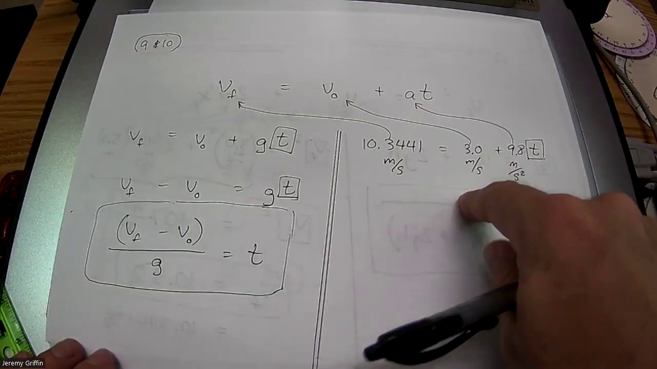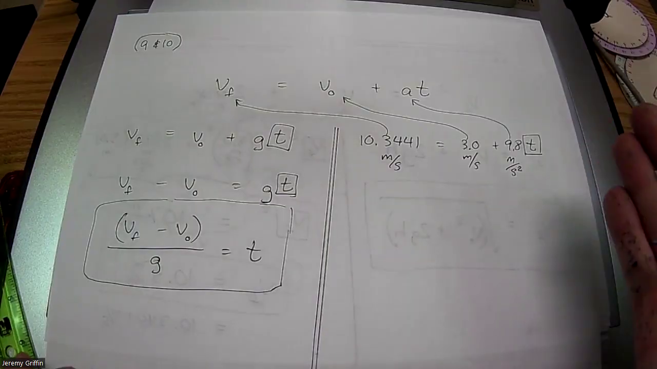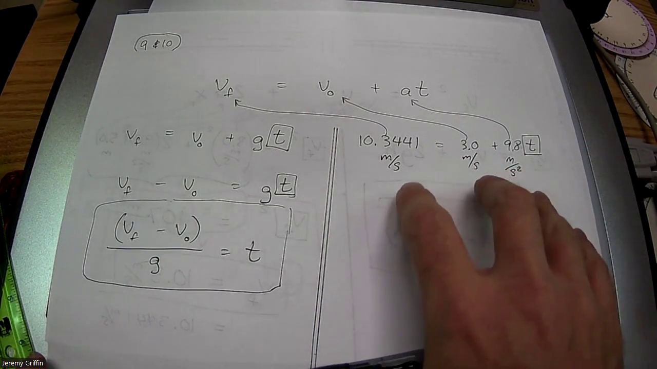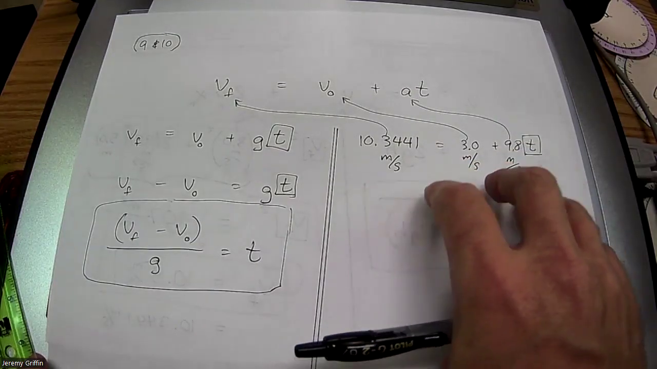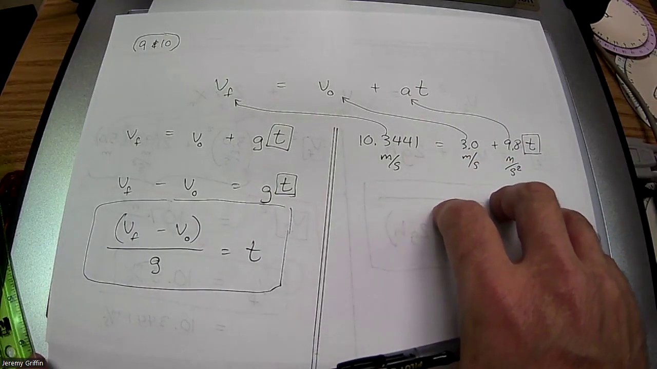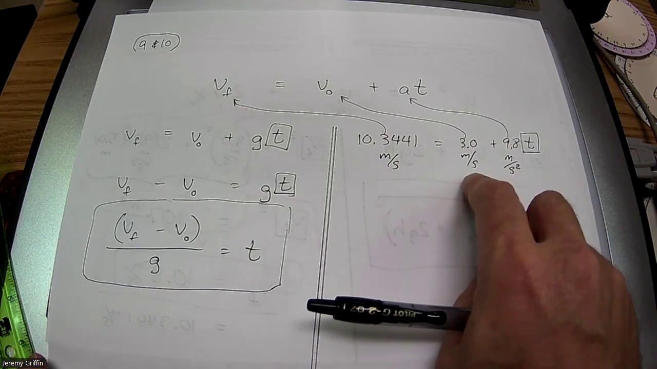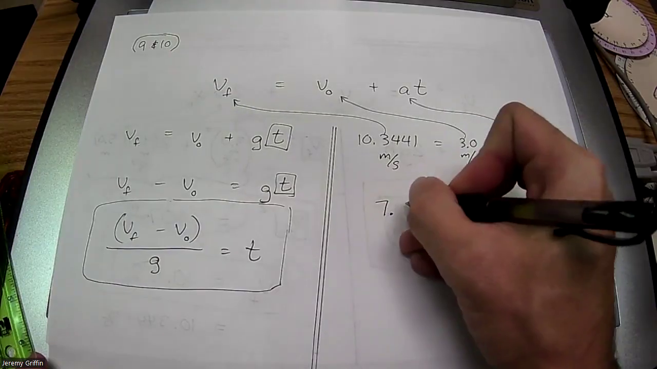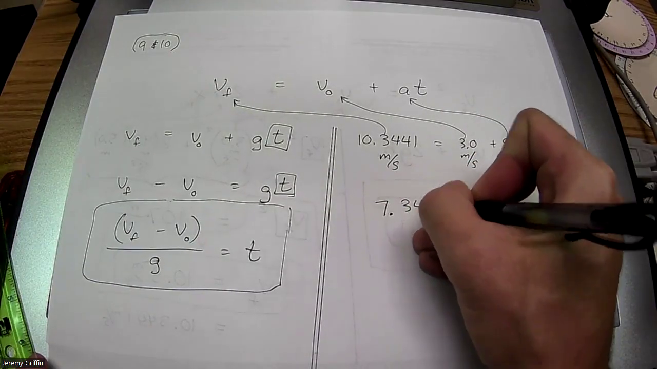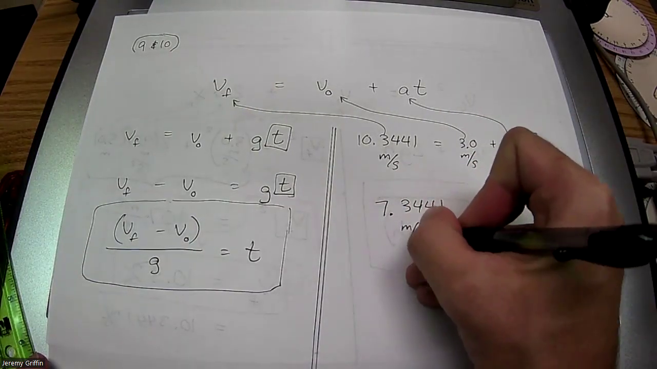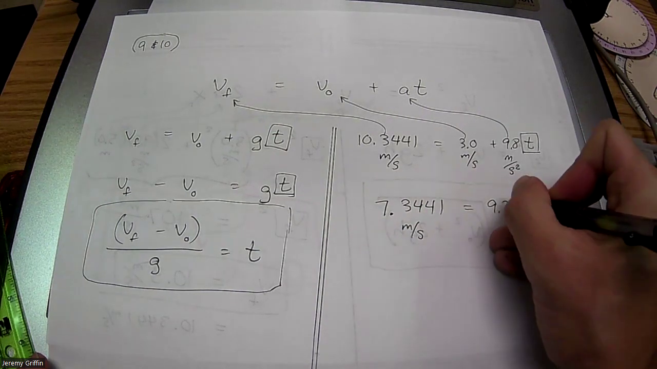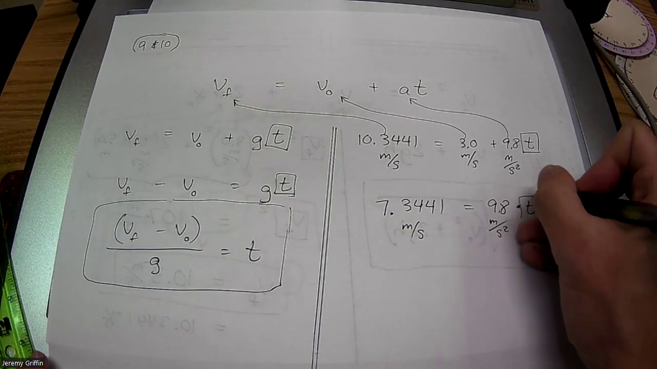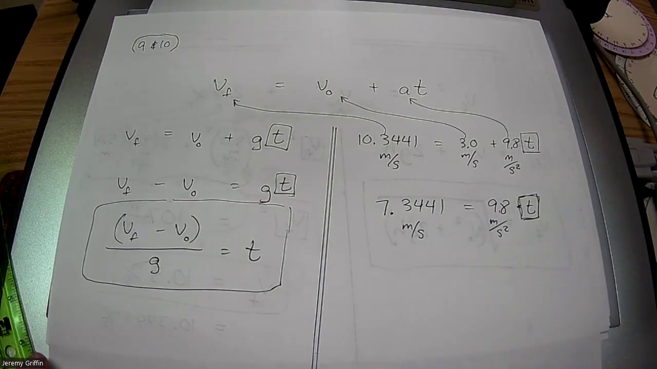And how about my specific numbers? What if I plug in the numbers first? Guys, what's the next algebra step? Yep, subtract 3 meters per second. Guys, what's 10 minus 3? 7. And then I got all this change right here, and that's meters per second. And that's equal to 9.8 meters per second squared times however much time.